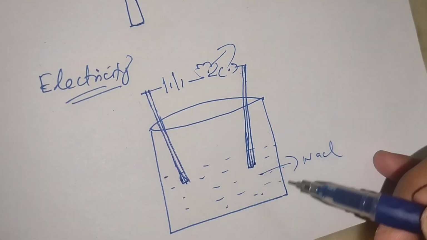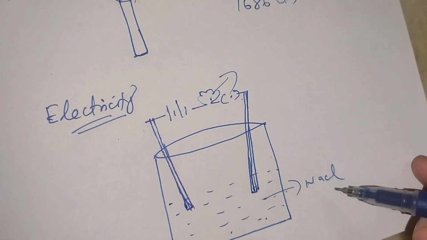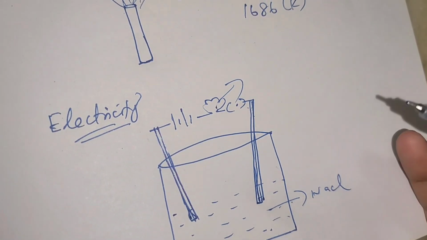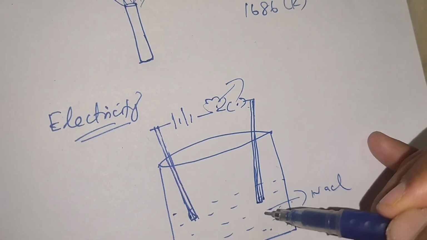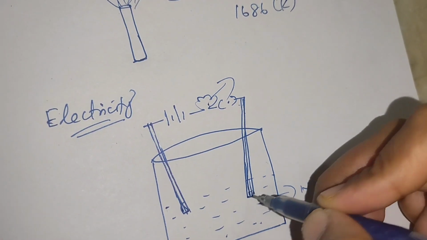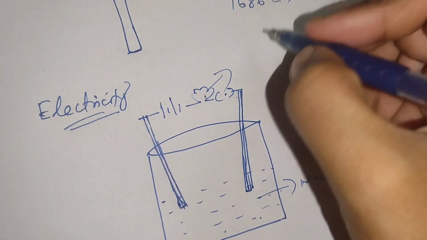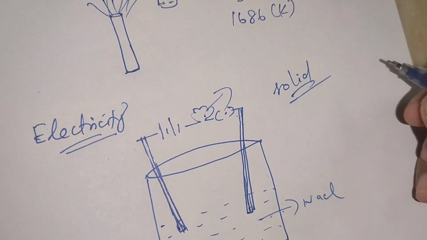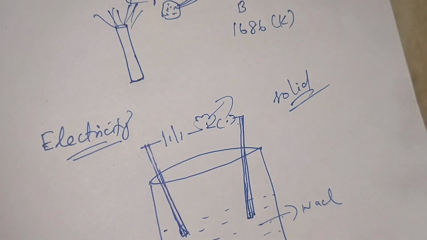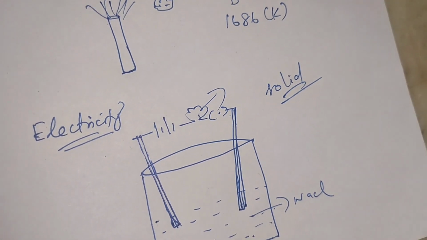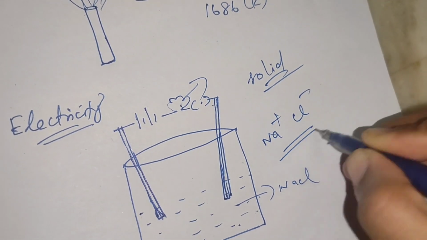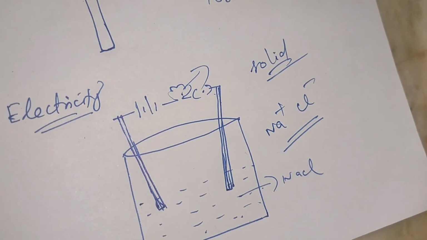Again I will repeat, in the beaker I am taking this ionic compound solution, sodium chloride solution, and I am inserting this circuit. I am going to check whether the bulb is glowing or not. Definitely the bulb is glowing because this ionic compound is conducting electricity. But in the solid state it does not conduct electricity. Why? In the solid state it cannot produce positive and negative ions, but in the solution state it produces Na plus and Cl minus ions. So these ions can conduct electricity.